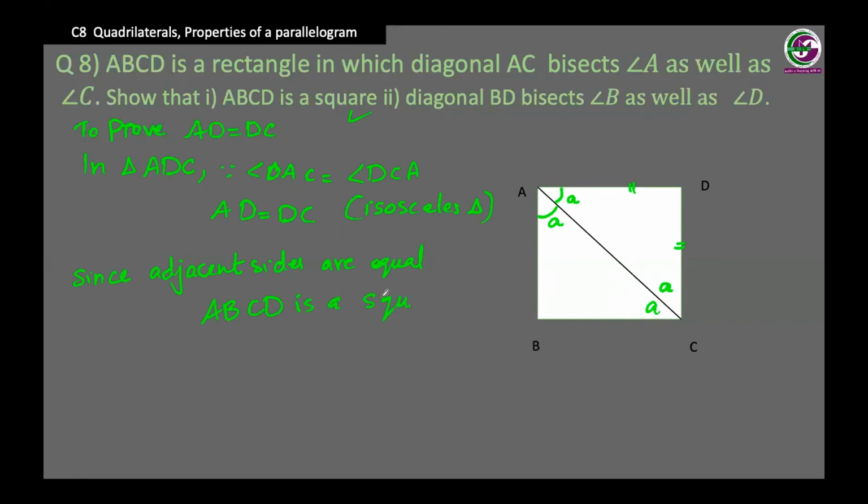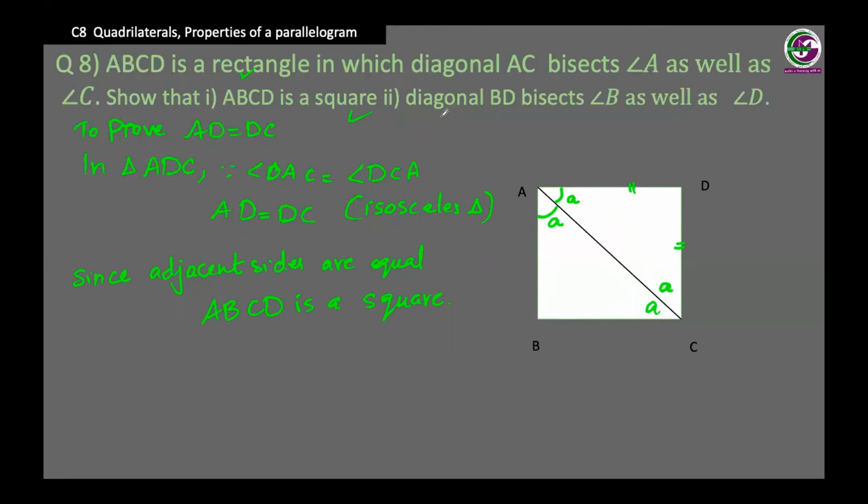Do you wonder why we don't show the other sides? It's obvious because look at this one. In a rectangle, opposite sides are equal. AD is already equal to BC. But now we prove that AD is equal to DC. And DC is already equal to AB. So AD is equal to DC, which is equal to BC, which is equal to AB. So all sides are equal, and each angle will be 90 degrees because it's a rectangle. So each angle is 90, so it is a square.